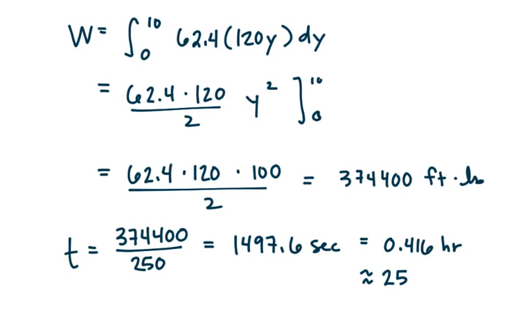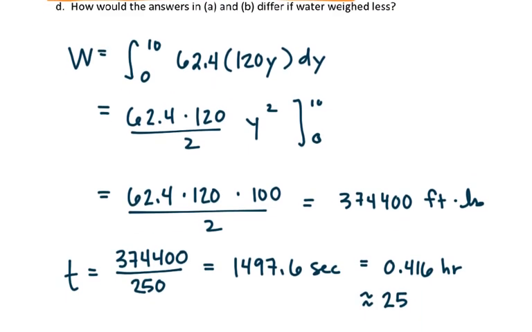And then part D of our problem simply asks us, how would the answer in A and B be different if the water weighed less? Well, if the water weighed less, it would take less work. It wouldn't be as hard to lift the water out of the tank. And subsequently, less work would require less time. So I hope that helps you with some of the pumping liquid problems you're going to see in your homework.